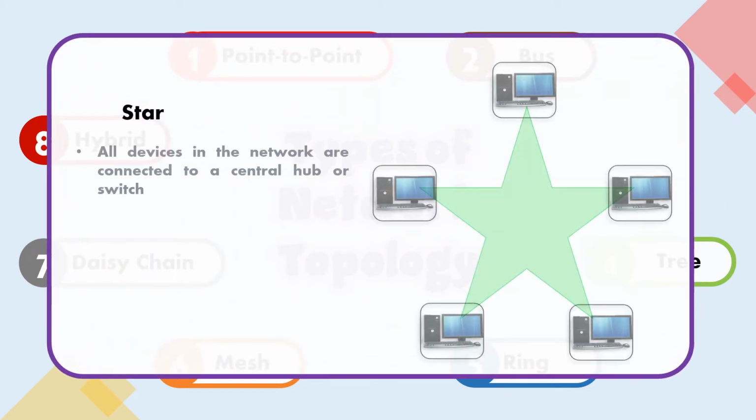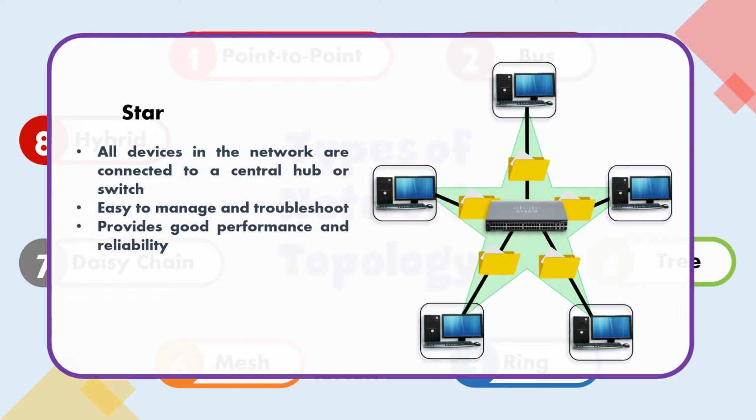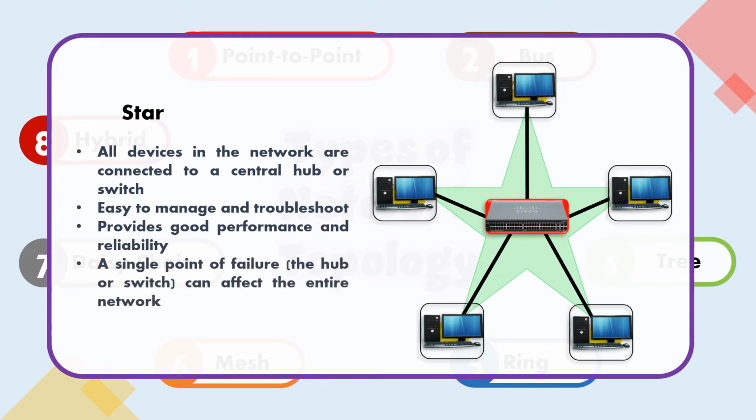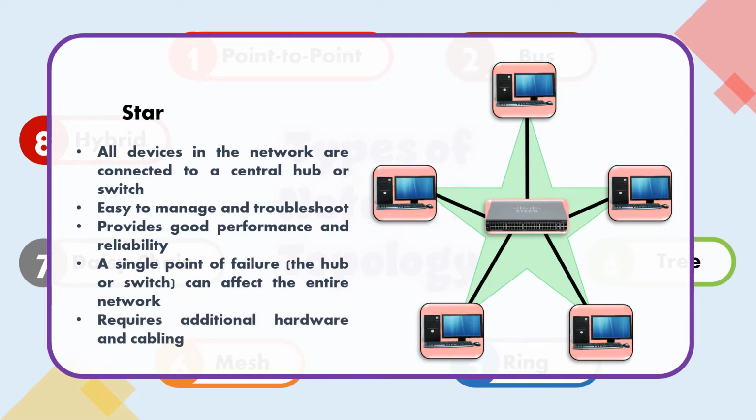Star. All devices in the network are connected to a central hub or switch. Easy to manage and troubleshoot. Provides good performance and reliability. A single point of failure, the hub or switch, can affect the entire network. Requires additional hardware and cabling.